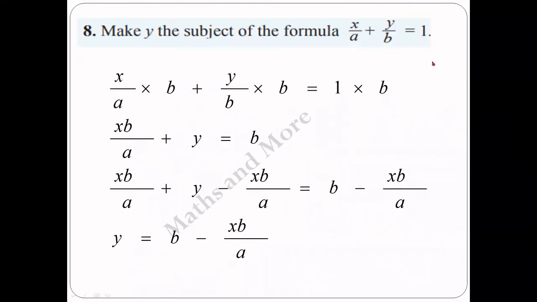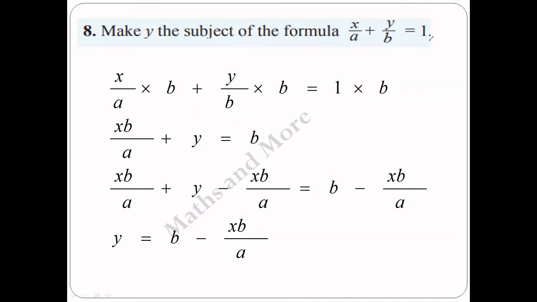See this one. Some fractions are there. X over A plus Y over B equals 1. Now what is the subject here? Here there are many terms in the left hand side. Only one is in the right hand side. In the left hand side there are X over A and Y over B. So here 1 is the subject.